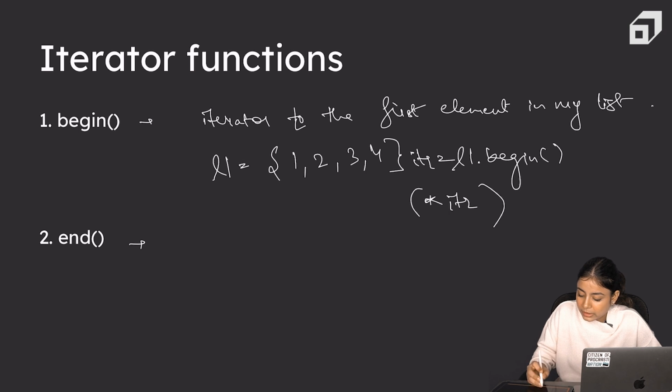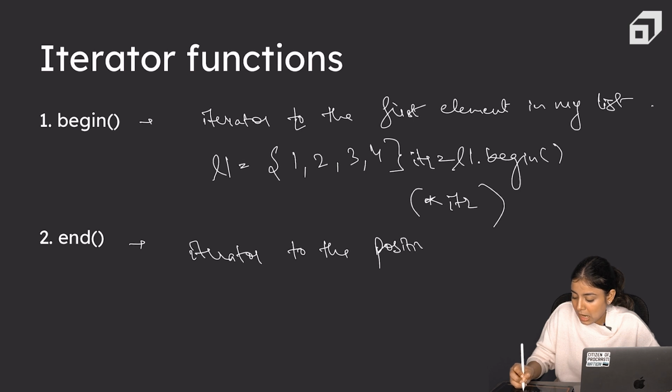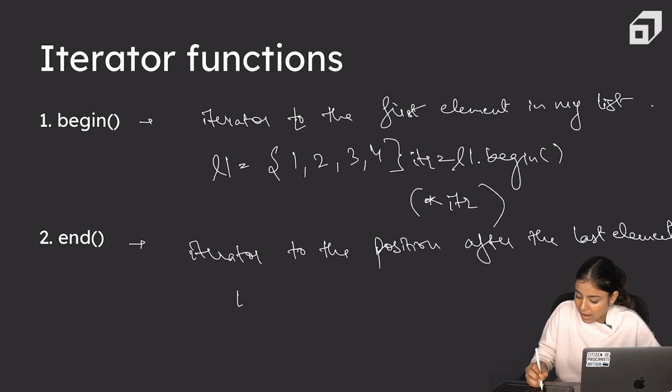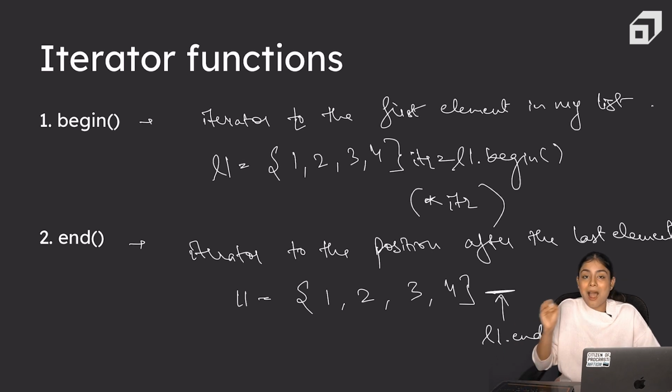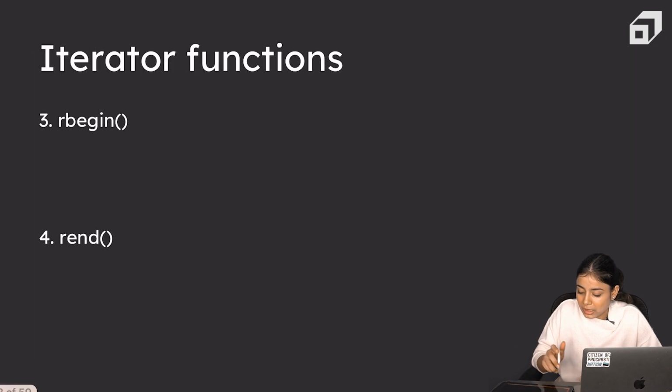Okay, similarly end will return me an iterator to the position after the last element. So if I have a list 1, 2, 3, 4, L1 dot end will return me an iterator to the position after my last element, not to my last element but the position after my last element. Remember that.